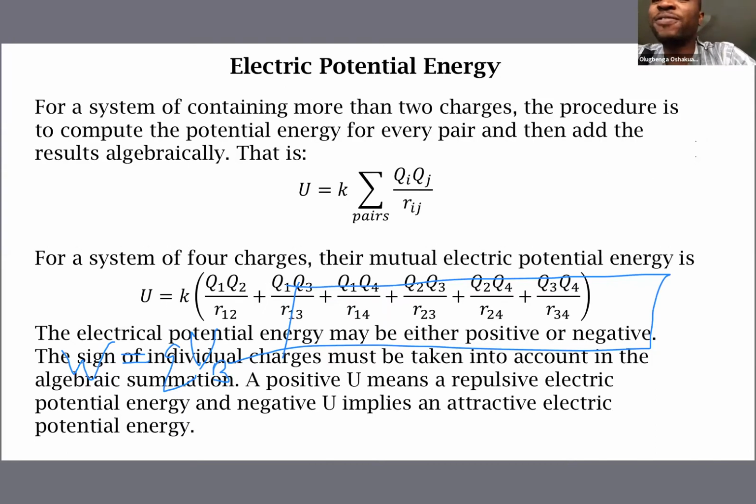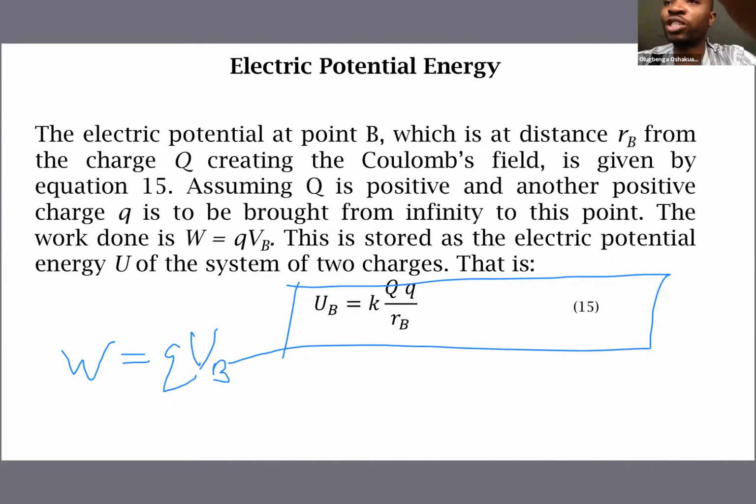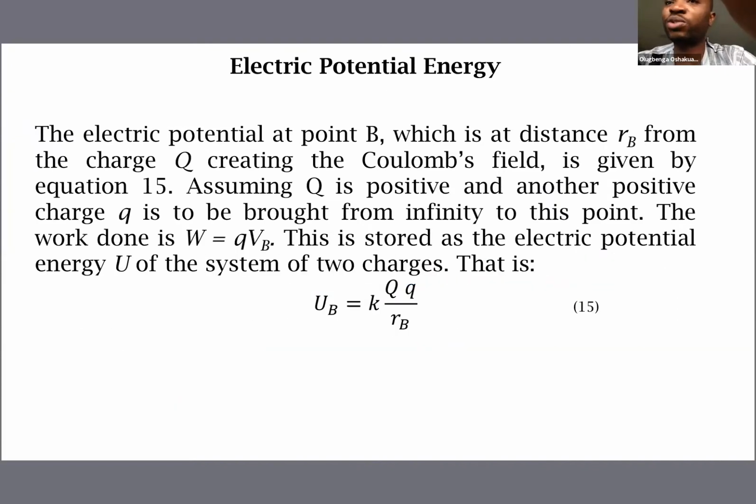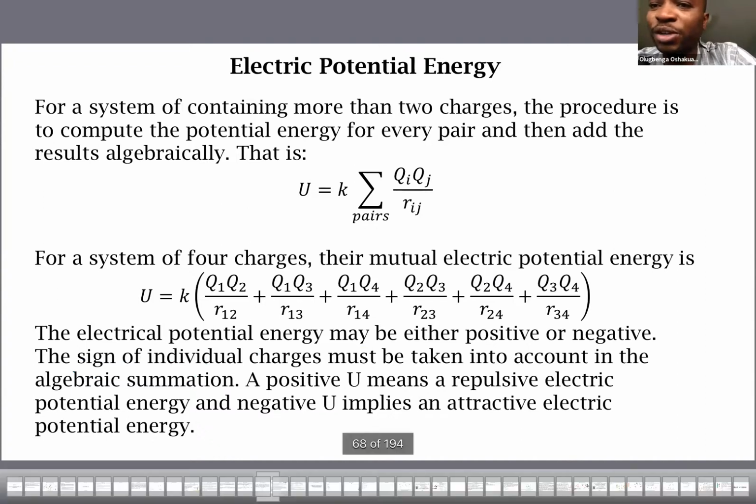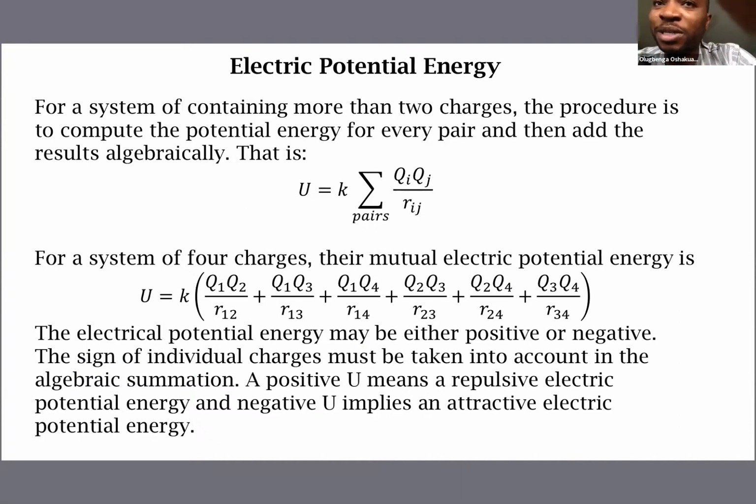So we can have a system containing more than two charges. The expression we had in equation 15 is just talking about two charges. But what if there are more than two charges and we want to know the potential energy? How that is done is to calculate for each pair. So equation 15 has been expanded for a system of 4 charges.